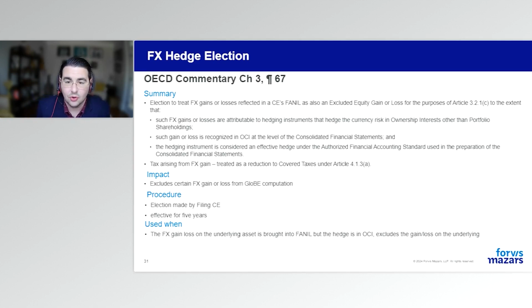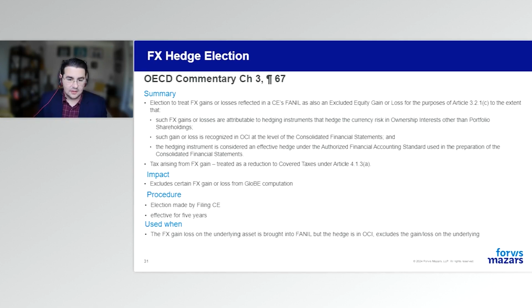Those gains or losses have to be recorded in OCI at the level of the consolidated financial statement. So what this is saying is this is an item that should be reflected in your FANL, but it's being captured in OCI, so it's not really being labeled as something. And that hedging instrument is effective under authorized financial accounting standards for purposes of preparing consolidated financial statements. So it's treated as a reduction to covered taxes under Article 4.1.3a. The impact is it excludes the gain or loss associated with that, which helps hopefully drive your ETR higher. You make this election by the filing constituent entity including it as an election on their GloBE information return, and it's effective for 5 years. So it's a 5-year election.